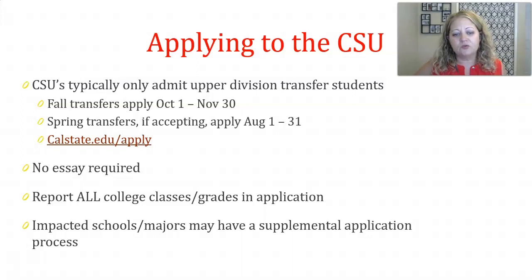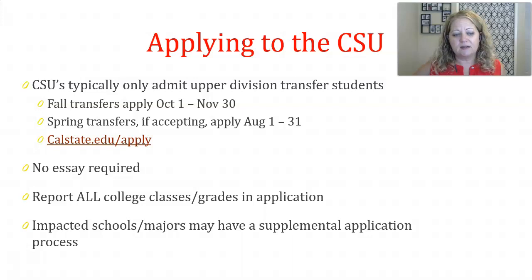And if the school or major is impacted, it may have a supplemental application process. And what that means is you submit the CSU application, and then they want additional information, maybe about certain classes you completed or your GPA or something like that. So majors like nursing, nutrition, sometimes administration of justice, require a supplemental, and it just varies by major.